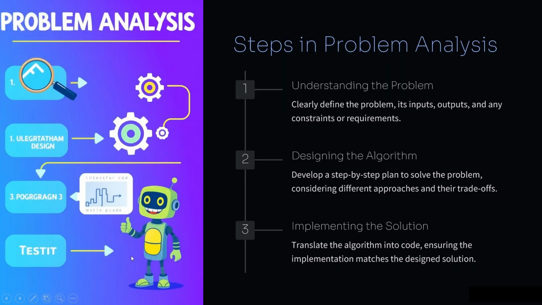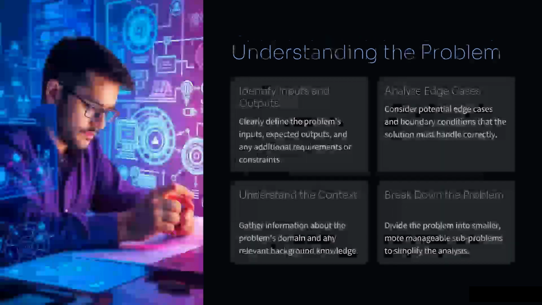Steps in problem analysis. Understanding the problem: clarify, define the problem, its inputs and outputs, and any constraints or requirements. Designing the algorithm: develop a step-by-step plan to solve the problem, considering different approaches and their trade-offs. Implementing the solution: translate the algorithm into code, ensure the implementation matches the designed solution.